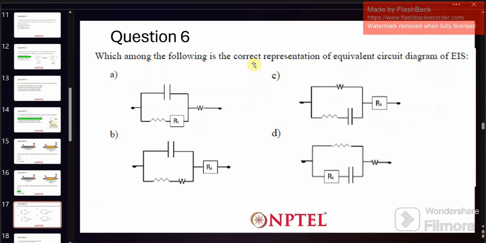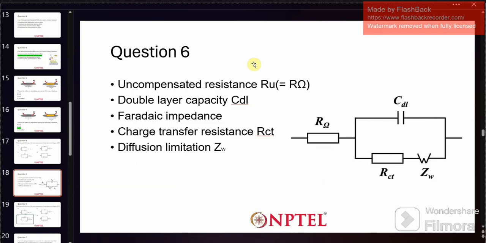So moving to question 6, we need to find out the equivalent circuit diagram of EIS. This is there in the lecture slides, and even if you don't know, let me give you a basic understanding of this. You can see that the electrodes will be dipped inside the electrolyte. So there will be a layer, an interface between the electrode and the electrolyte.